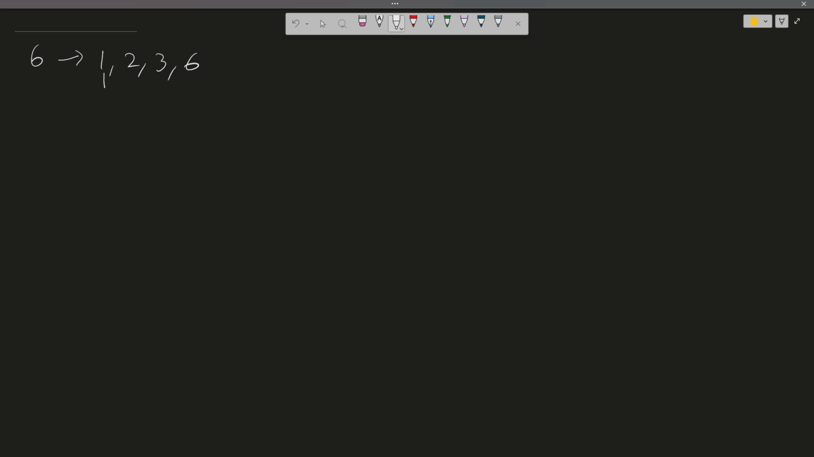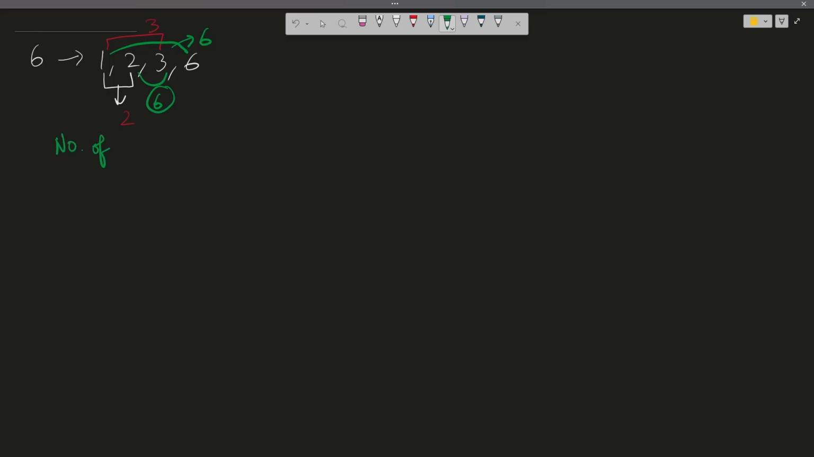If I multiply 1 by 2, I will get 2. If I multiply 1 by 3, I will get 3. But if I multiply 2 by 3, I will get 6. Or if I multiply 1 by 6, I will get 6. So what I mean to say is that we have to calculate the number of factors.